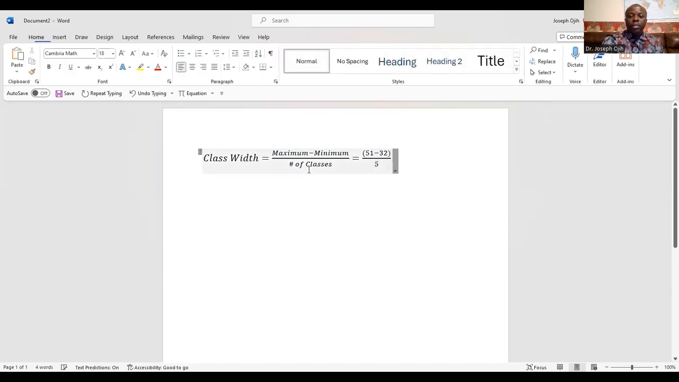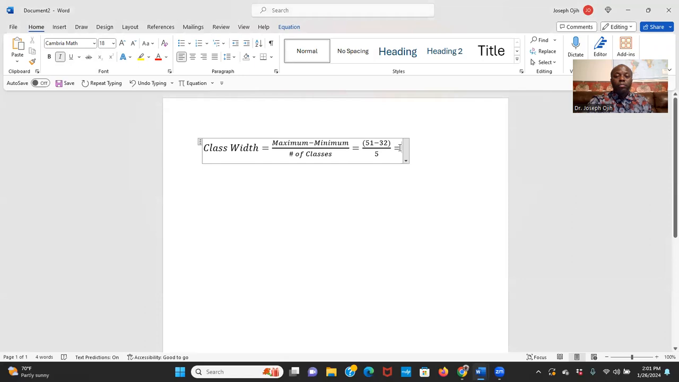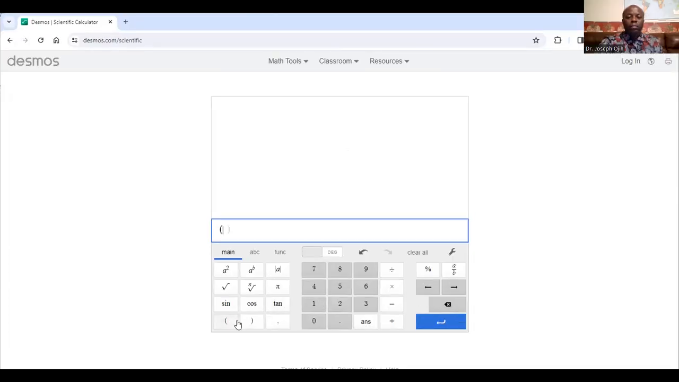Okay, good. Now let's get this done. I just want to be sure that everybody's seeing this. So let's do this on a calculator. I'm going to calculate 51 minus 32, divided by the number of classes, which is 5 classes. I got 3.8. So I'm going to go there and put 3.8.